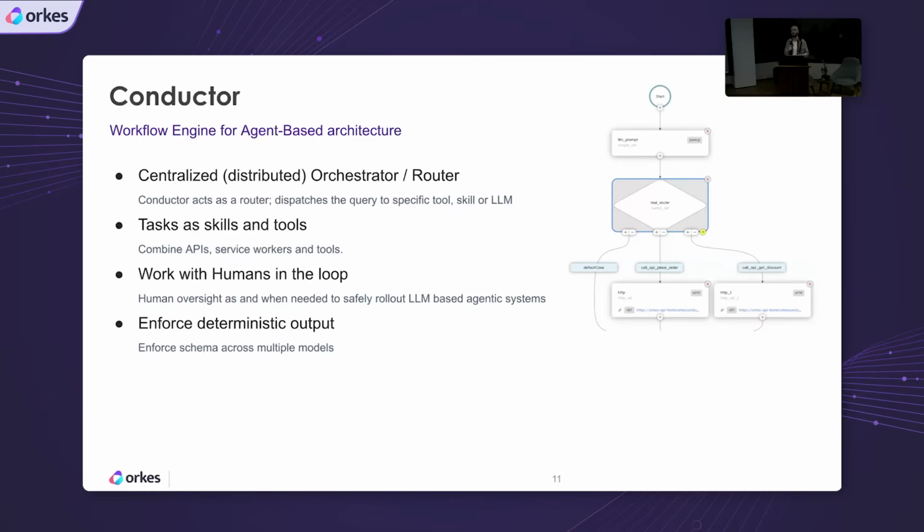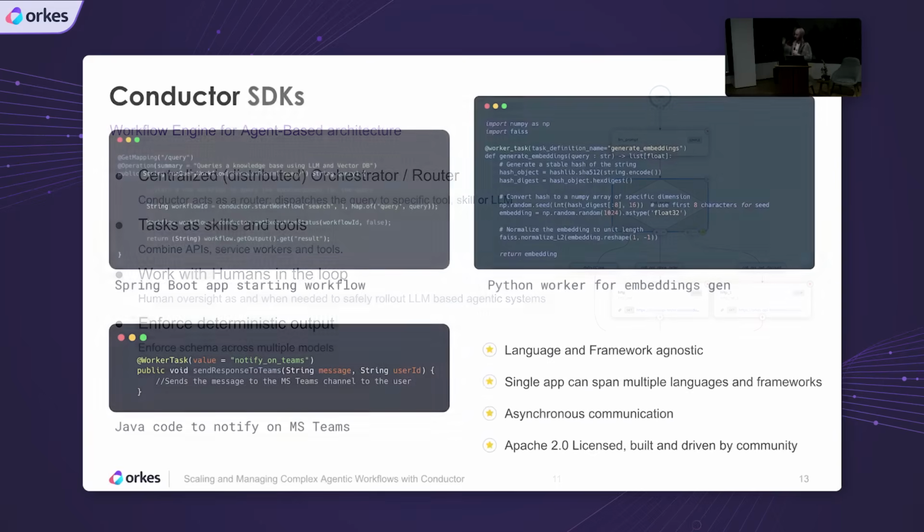You can have service workers that interact with Conductor that are owned by specific teams, by specific organizations, or even specific developers, right? You can work with humans in the loop. If Conductor is the epitome of all state, you have humans that can go in and provide input, right? They can validate output. And then finally, enforce deterministic output. As with any application, you expect some output to be how it should be, and you should be able to validate that and recover if it doesn't, right?